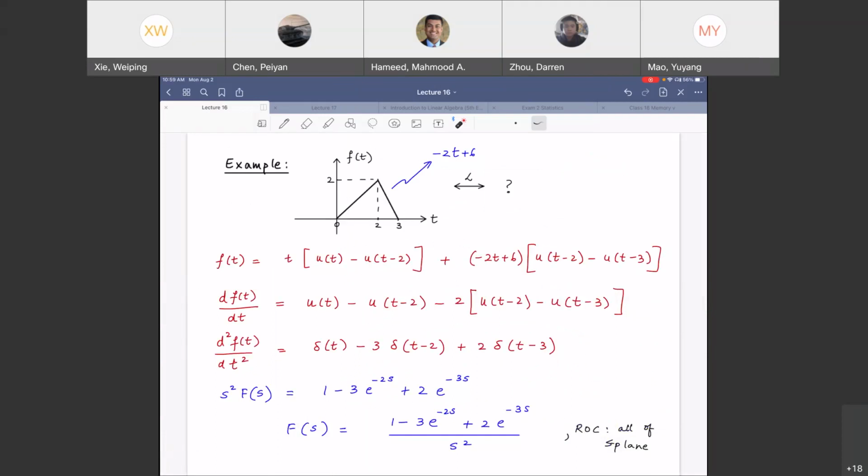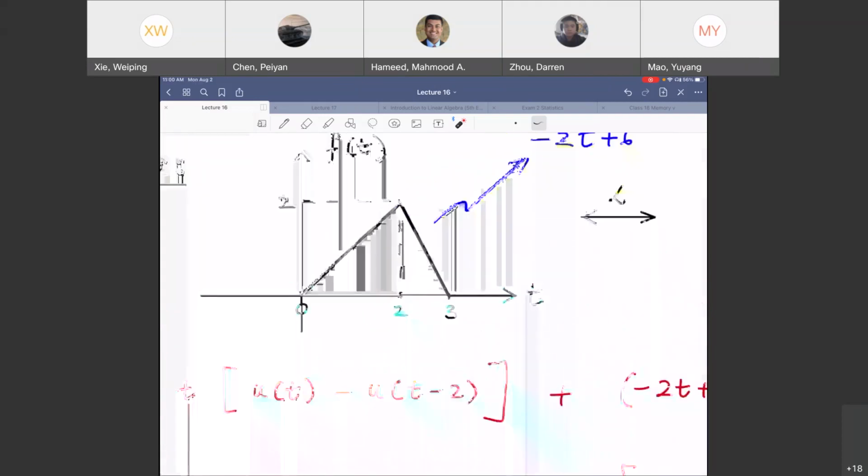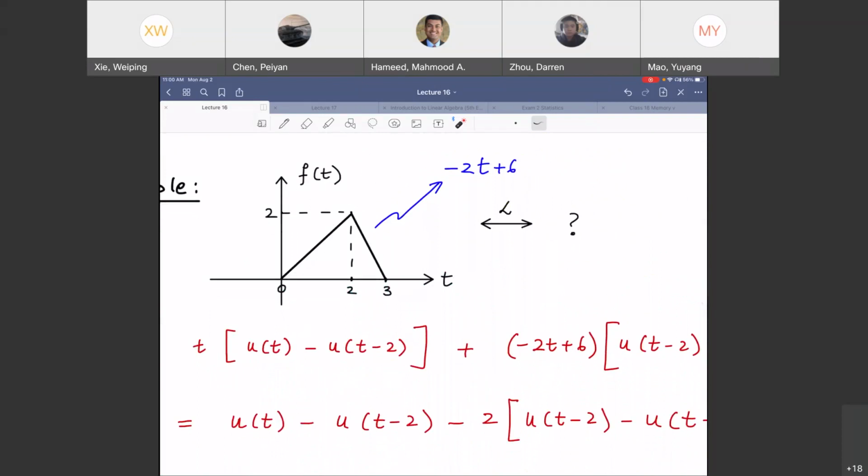I usually work out this example in front of you in class, but I'm trying to save time here. So f of t, again I'm using the piecewise model. I have 2 lines. This one is 1 line which passes through 0 and goes up with a slope of 1. So that's just t. I'm going to take this t and multiply it with this gate function, which opens at 0 and closes at 2. So I've got t times that gate function.